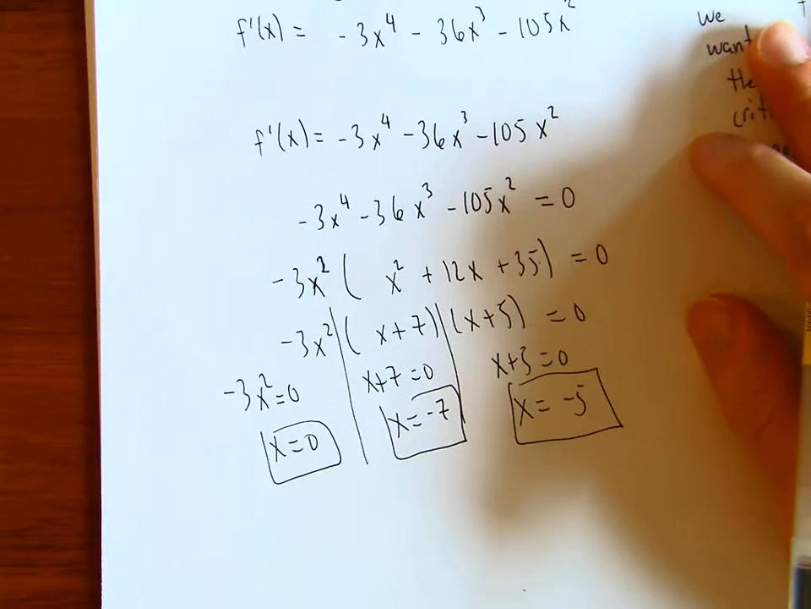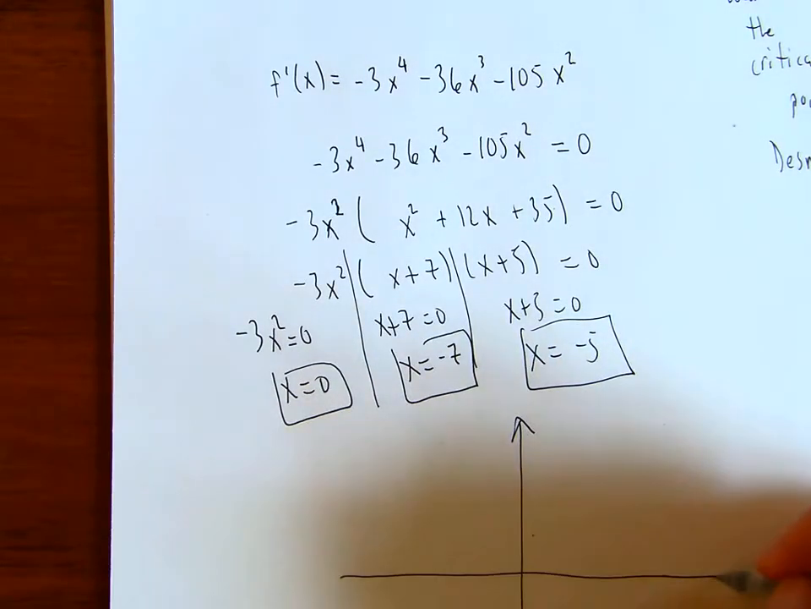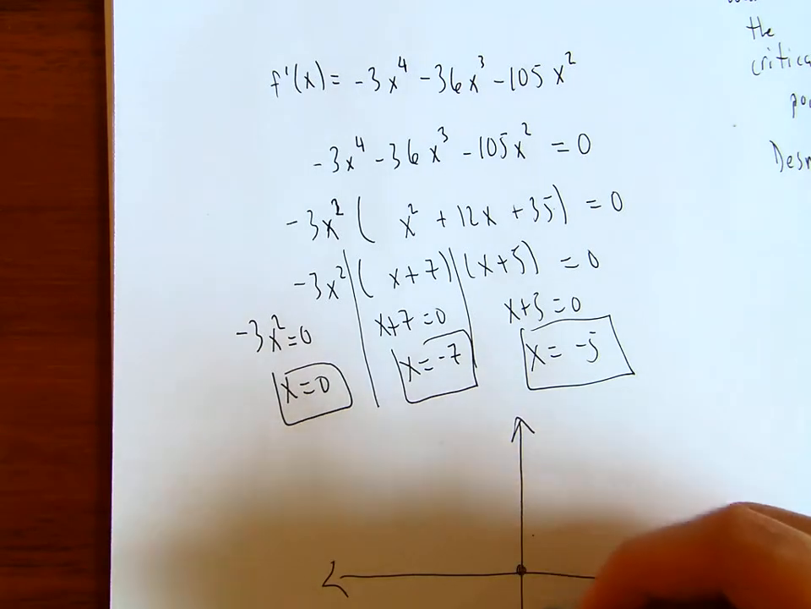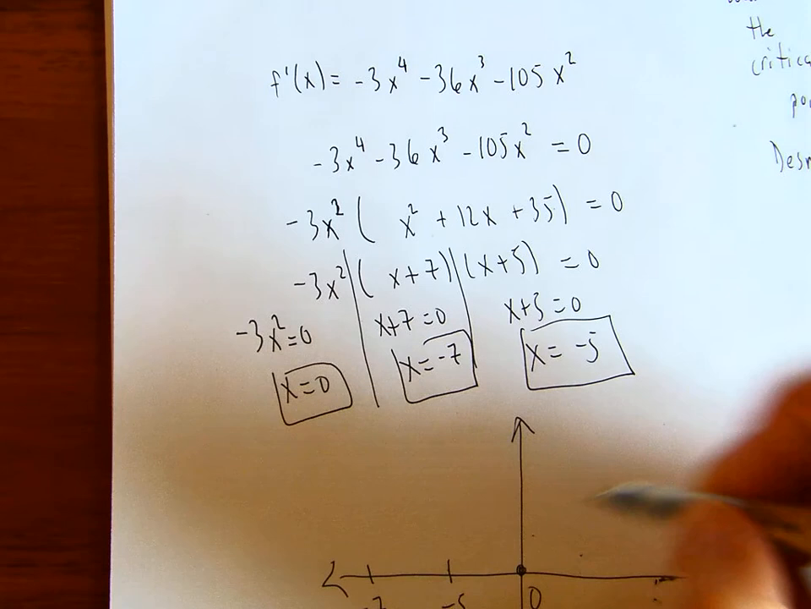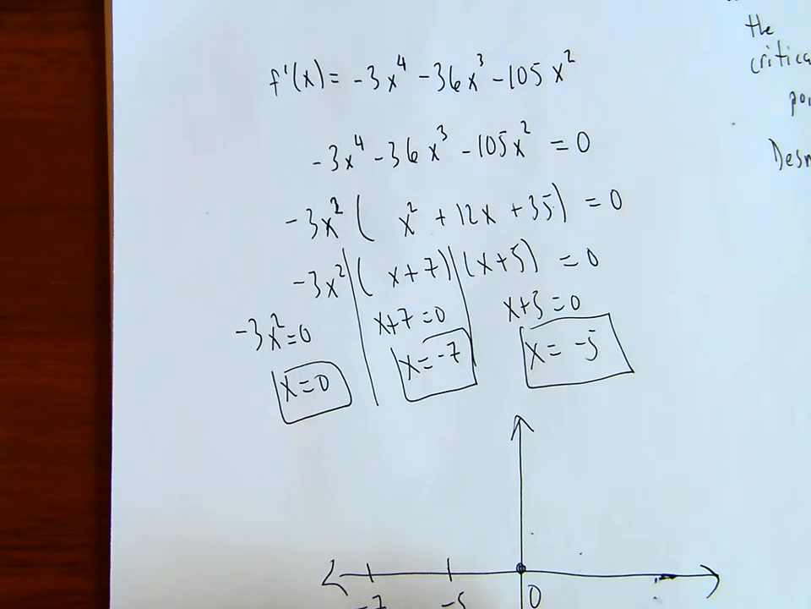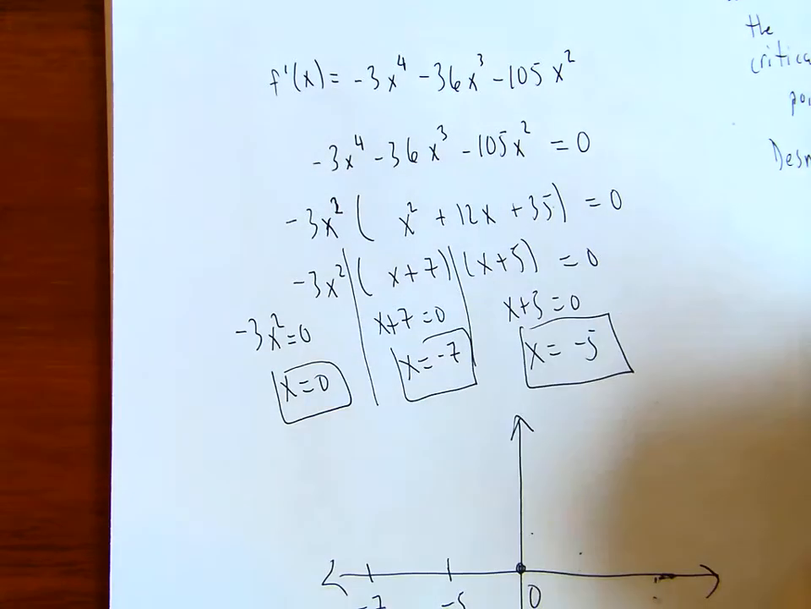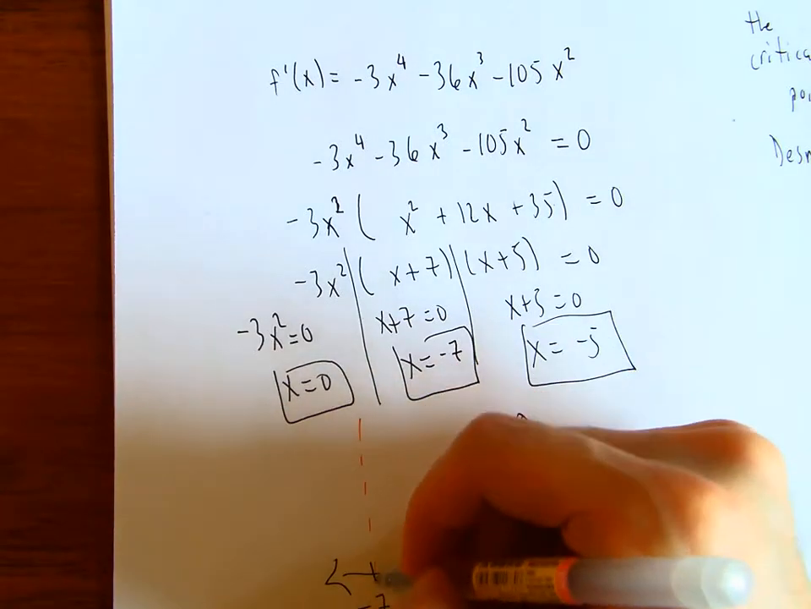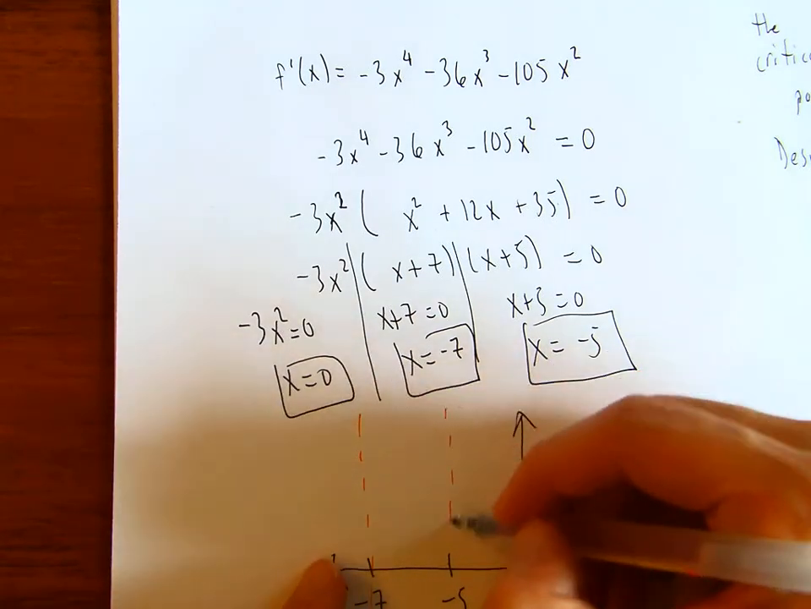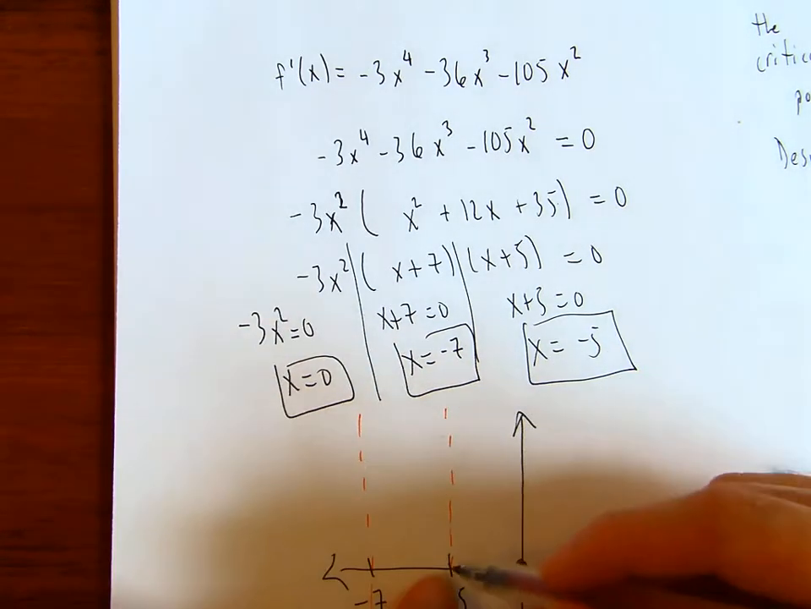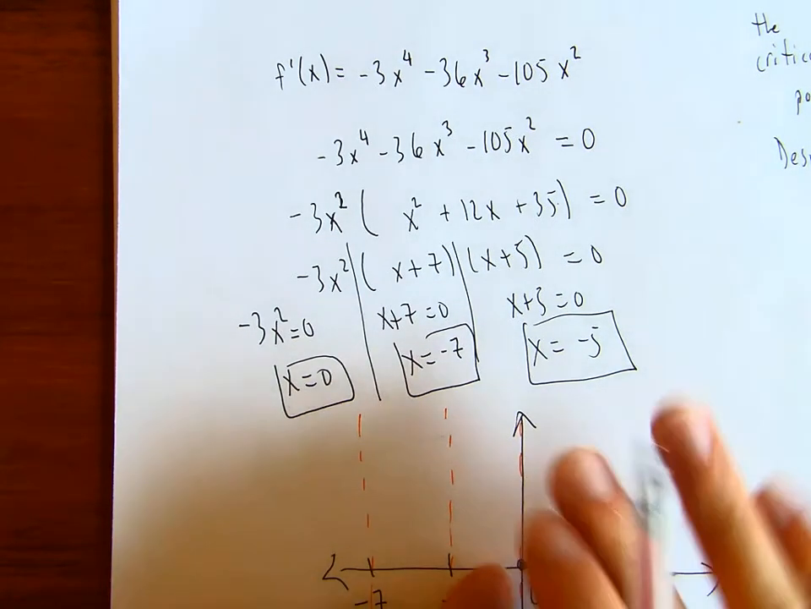Now, what does this mean? That means that for the graph, at 0, at negative 5, and at negative 7, these are the critical points. You don't know what's happening to the left of negative 7. You don't know what's happening between negative 7 and negative 5. You don't know what's happening between negative 5 and 0. And you don't know what's happening to the right of 0.